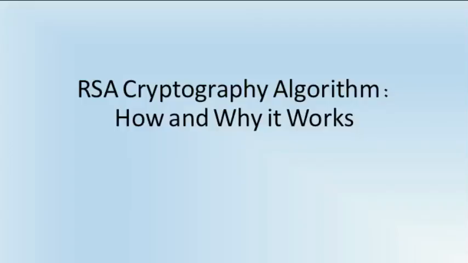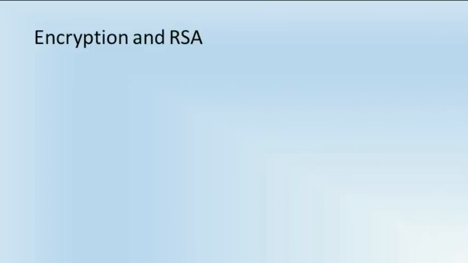This presentation is on the RSA cryptography algorithm and how and why it works. To aid in the understanding, I will run through this algorithm with examples. So, encryption is the standard method for making communication private. A person encrypts a message with a key, and only the intended recipient can decrypt the message.